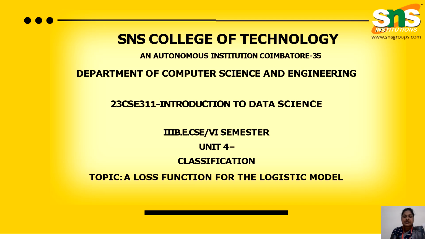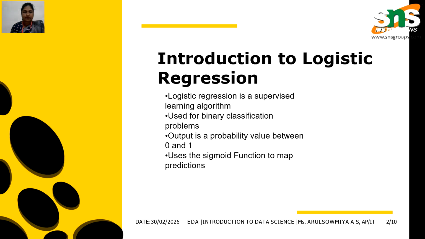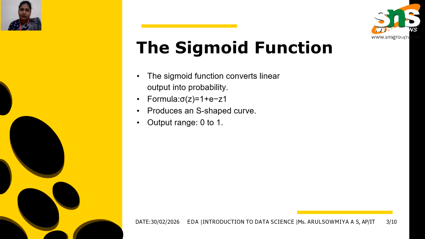Here, I'm going to discuss a topic on classification, the loss function for the logistic model. So here is an introduction to logistic regression. It's a supervised learning algorithm used for binary classification problems. The output can be a probability value between 0 and 1, and it uses a sigmoid function to map predictions. So what is the sigmoid function?